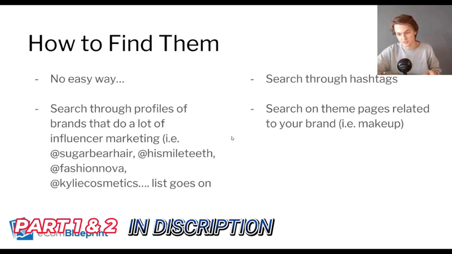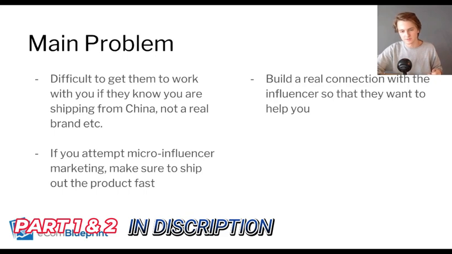And so you want to search through hashtags also. That's a good way to do it. If you have a very niche product, like something about pets, then you can search for pet lovers or whatever. And you can also search on theme pages related to your brand. So for example, if you have a product that would do well with a makeup audience, then you can look up big makeup pages and then see which influencers are being featured on those big makeup pages. If they're being featured, then they probably have a good reputation, and so their audience would trust them when they recommend a product. And so that's another way to find some influencers.